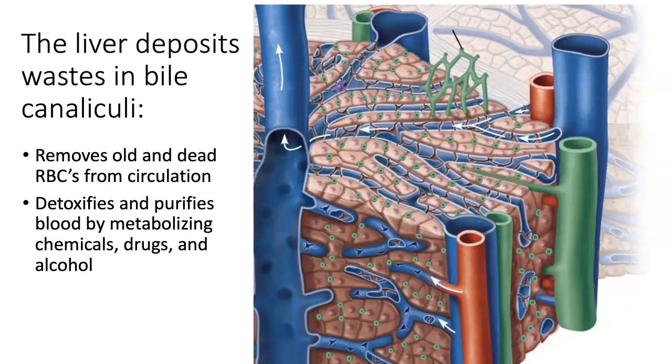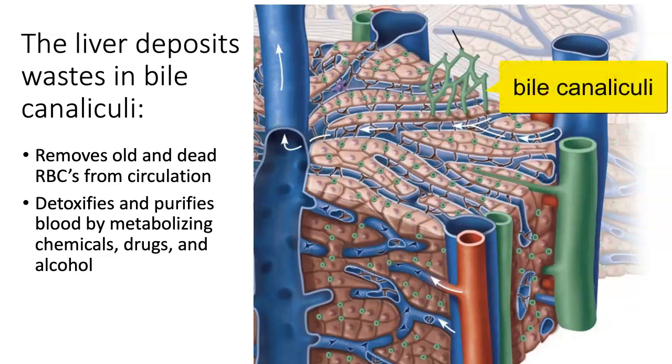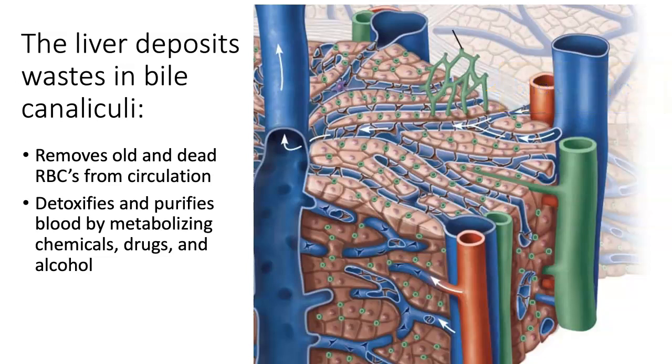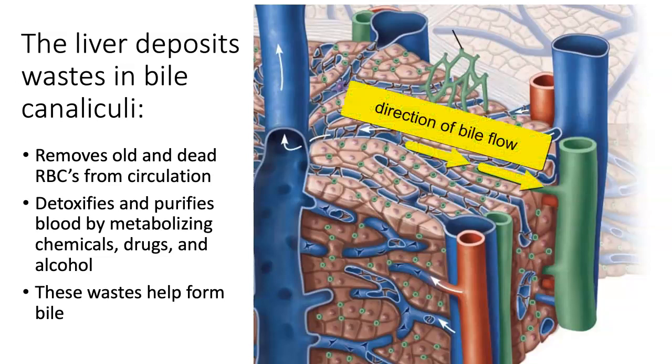There are small canals that are in contact with all the hepatocytes called bile canaliculi. And the bile canaliculi function a little bit like a garbage disposal, in that the hepatocytes that remove substances from the blood, what do you do with them? You put that waste product in the bile canaliculi. That makes up a large percentage of what bile is. Okay, so when these wastes enter into the bile canaliculi, they accumulate there and they flow to the outer periphery of the lobule into a bile duct.